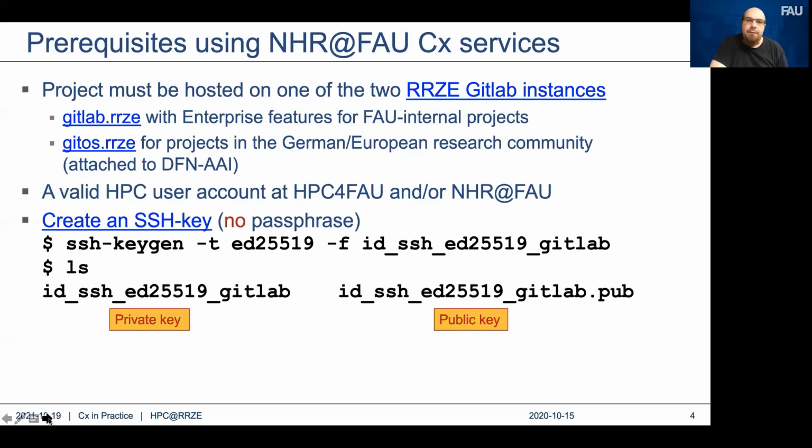As soon as you have some projects in the German European research community where people need access to, then you can use the gitos.rrze. That's the open source license, and that's why it's limited in the feature set. If you really need the enterprise features, use gitlab.rrze. I will show you how to use that even if you have your code on a different vendor like GitHub.